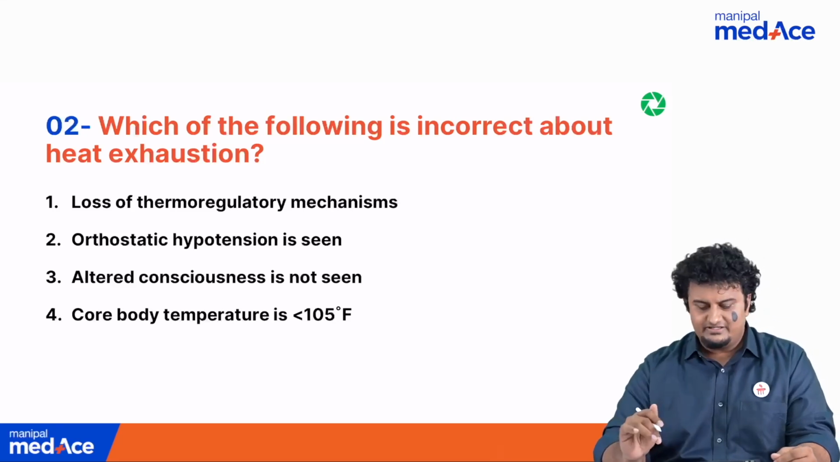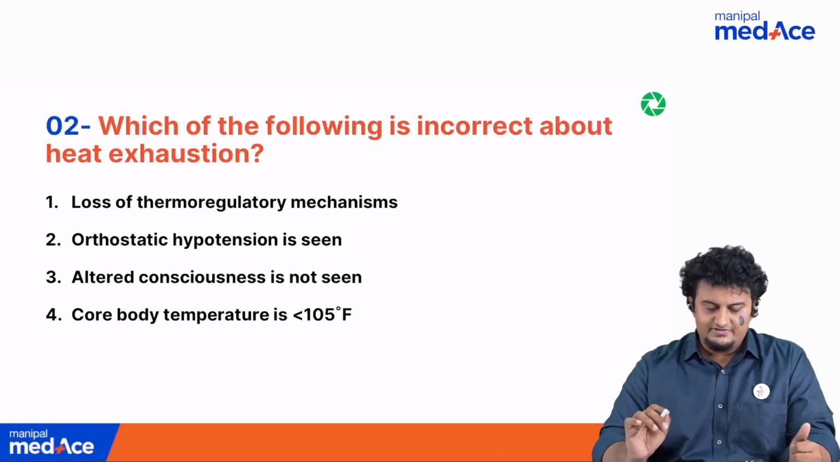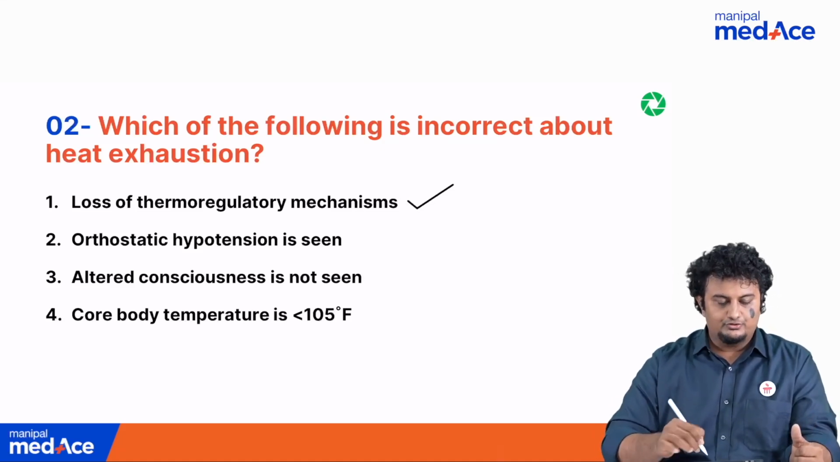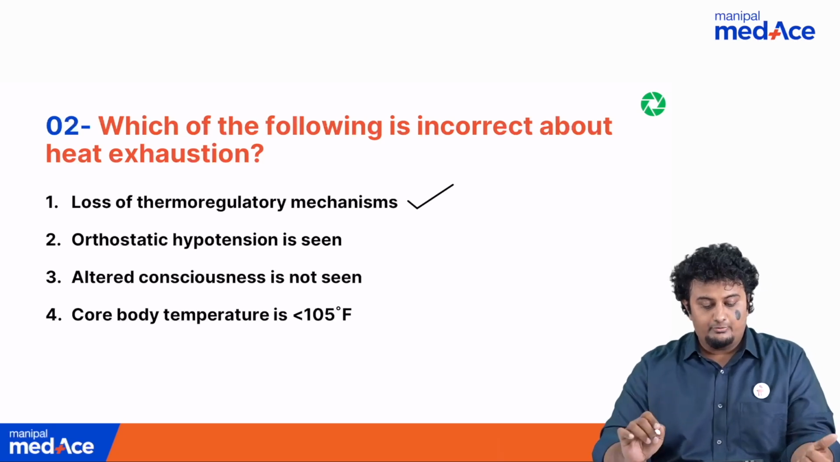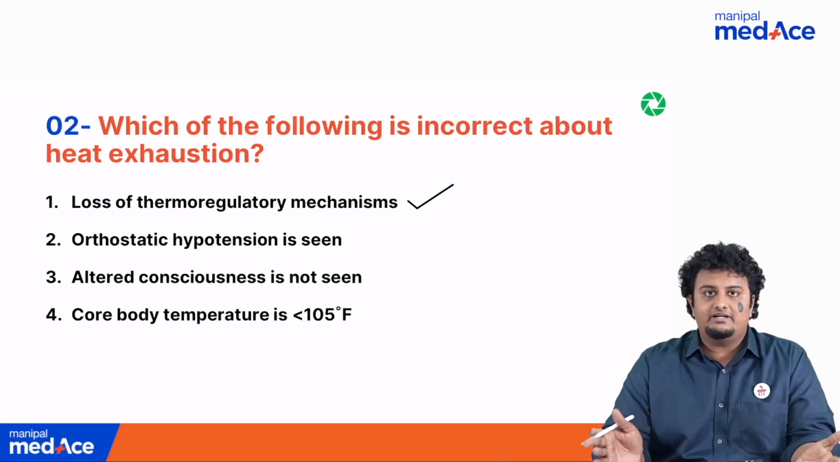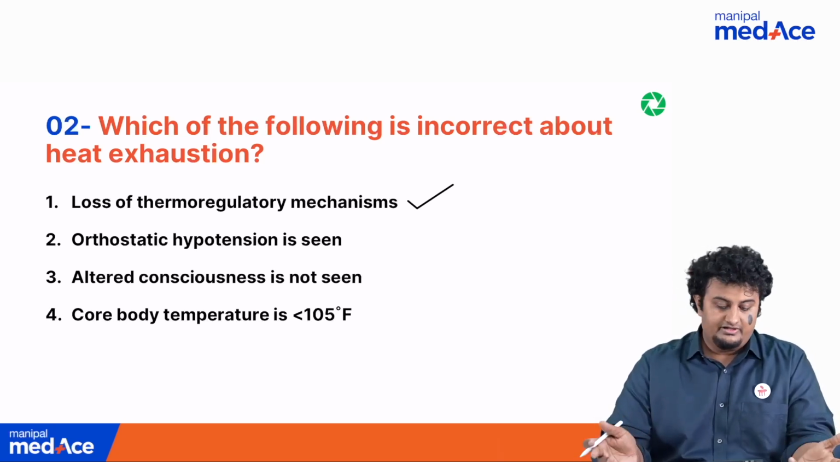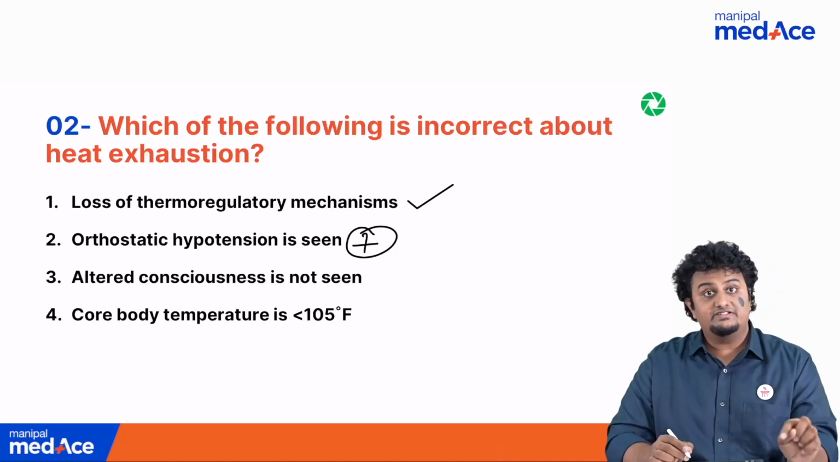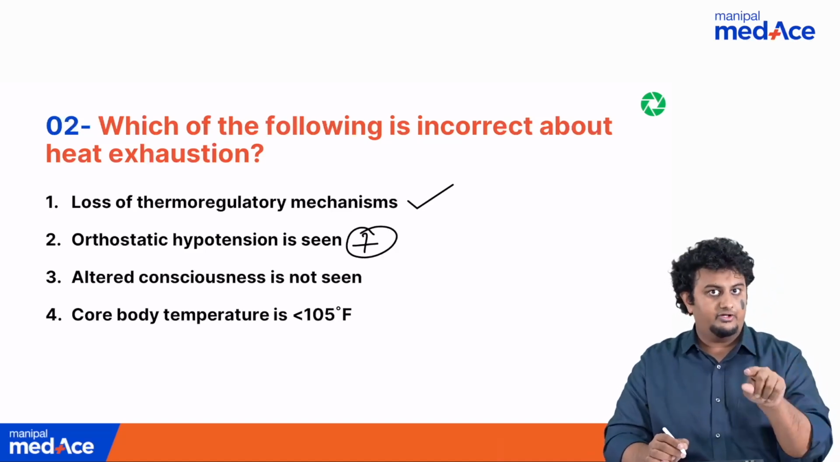Now, when we're talking about heat exhaustion, here as well, sweating will still be in place. So therefore, we already know that this is the correct answer, but let's go through all the other options as well. Orthostatic hypotension is seen. Yes, with significant enough dehydration, it can be seen. So this is a finding that is seen. Altered consciousness is not seen. See, this is a double negative. You need to be careful.